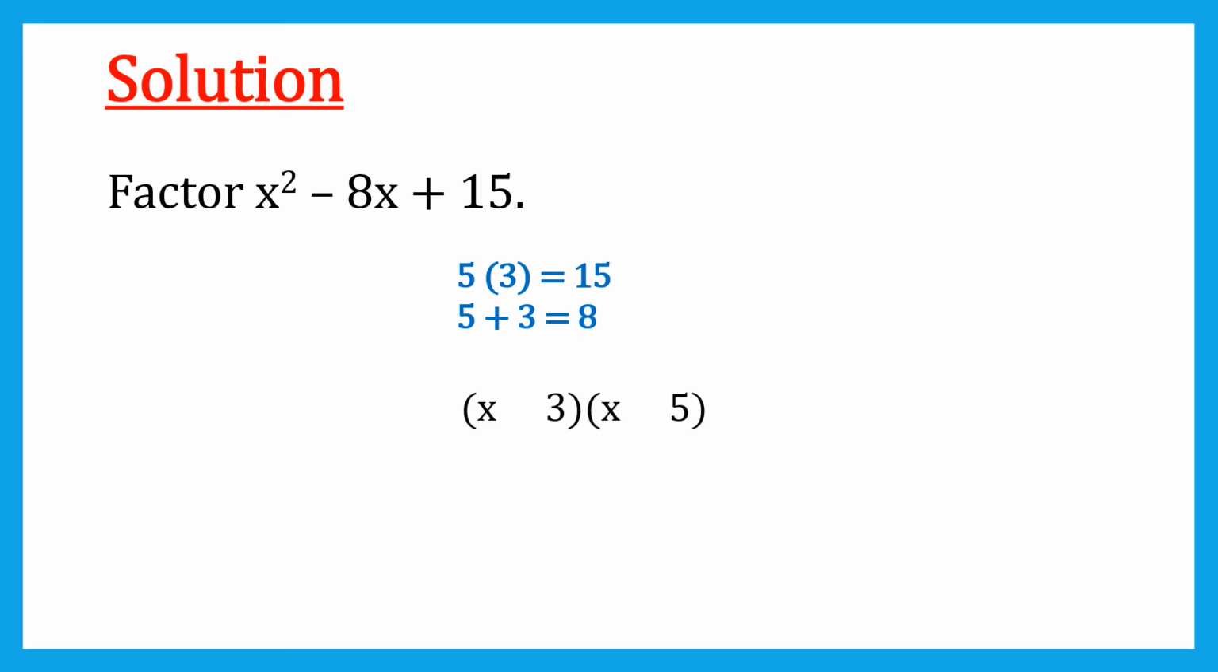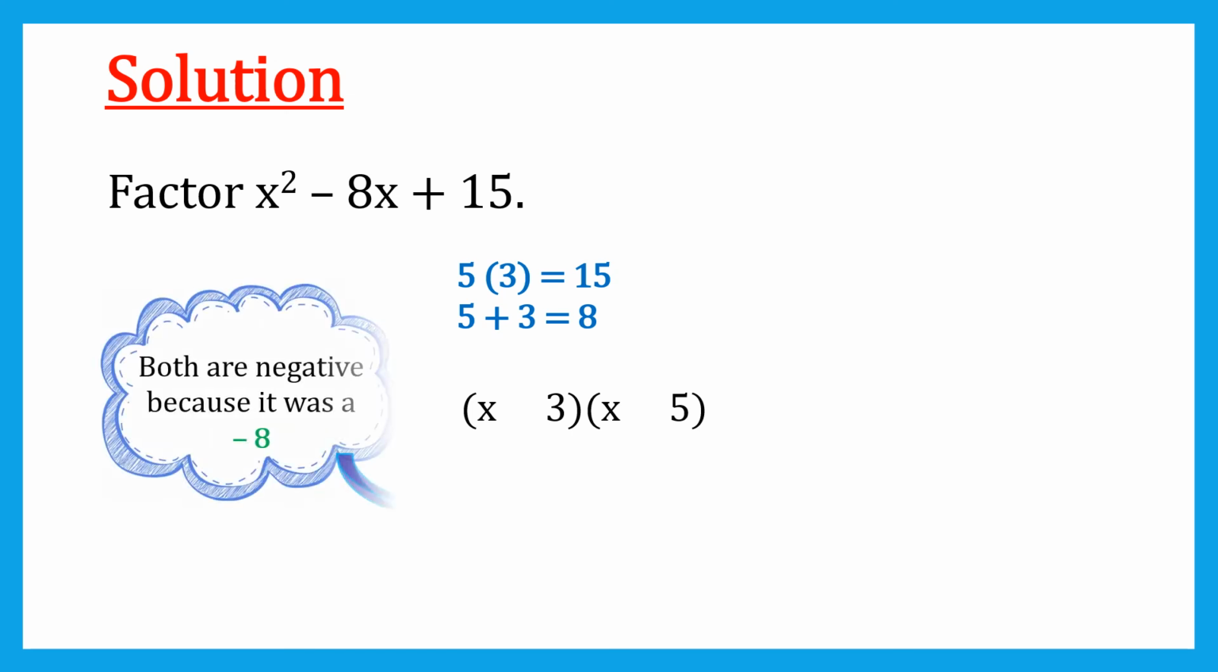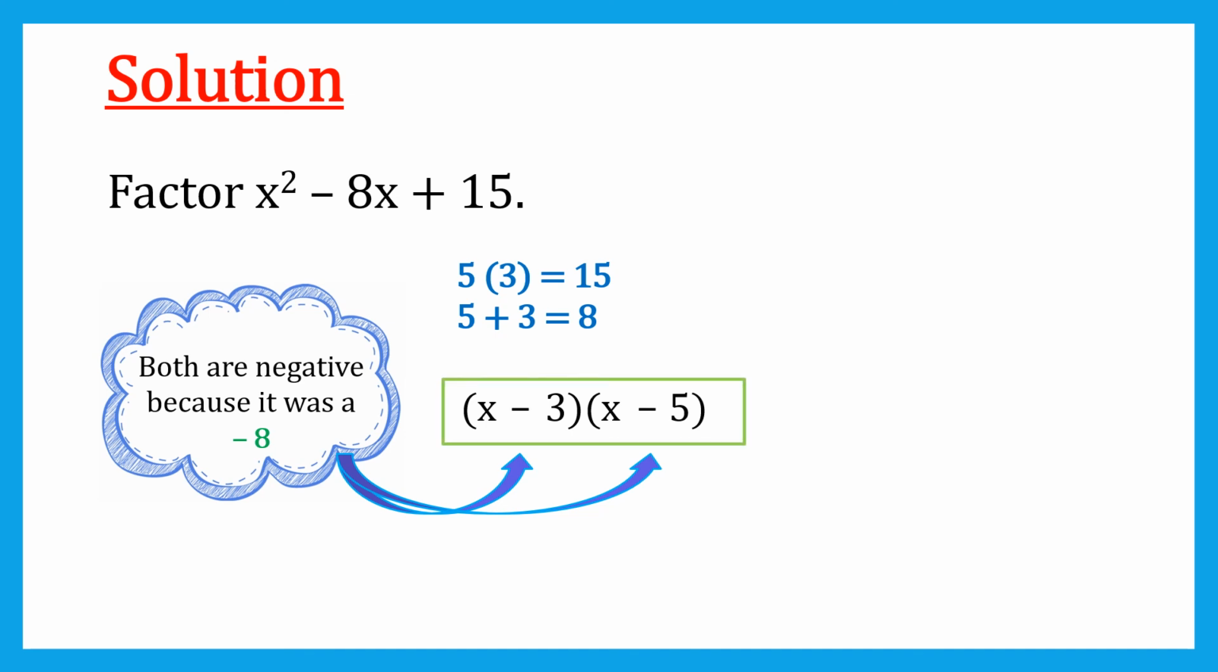You open your parentheses, the x goes to the front, and the factors go to the back of the parentheses. We just have to figure out the sign that goes in between. We're going to look at the b. It's a negative 8. So therefore, both are negative because it was a negative 8. And that was the final answer.